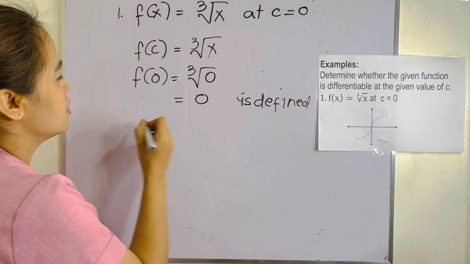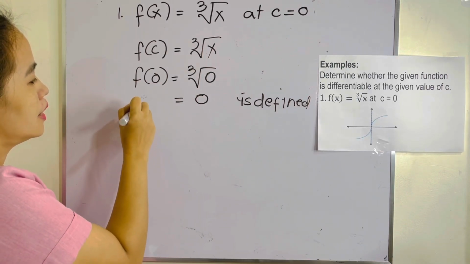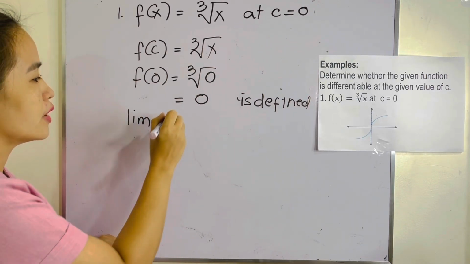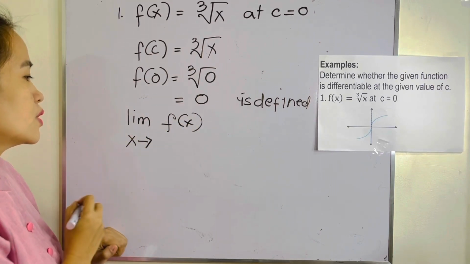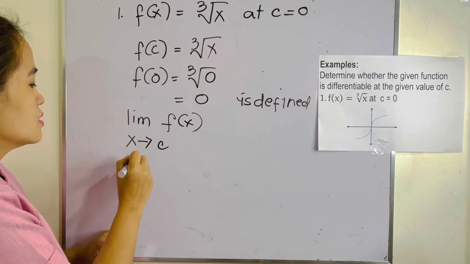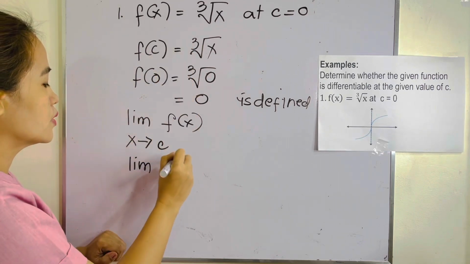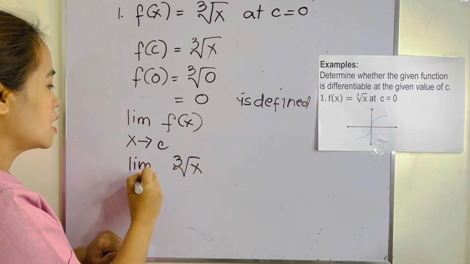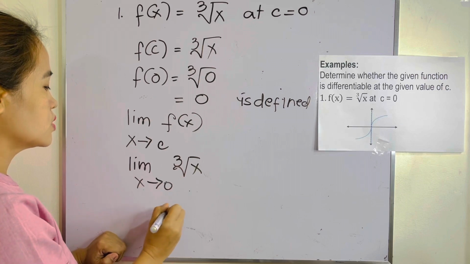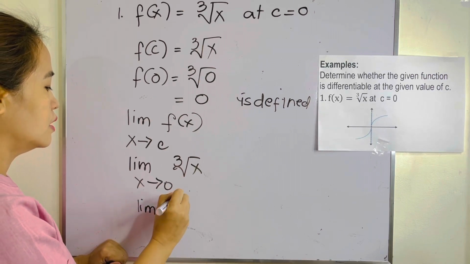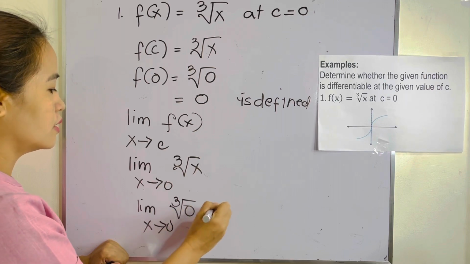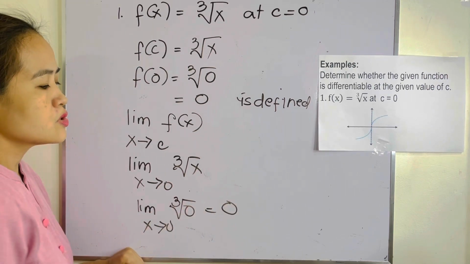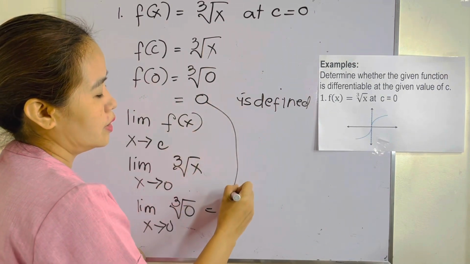So f of c is defined. The next is, let us determine the limit of f of x as x approaches, of course, c. So we have the limit of, of course, cube root of x as x approaches 0. So this one is the limit of cube root of 0 as x approaches 0, and this one is also 0. So meaning these two are equal.